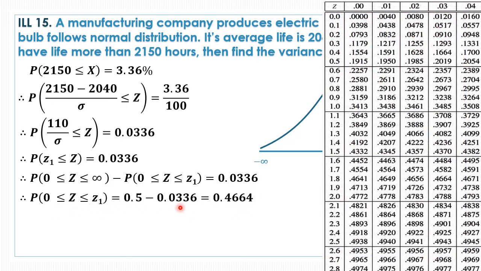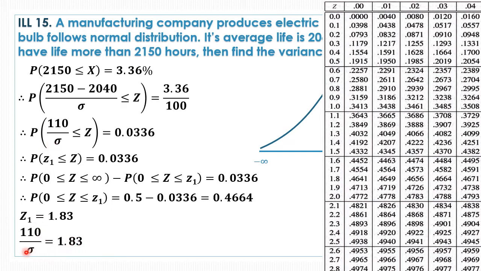Now Z1, 0.4664, we will try to find it here. The exact value is available. So 0.4664 corresponds to 1.83, and because it is on the positive side, Z1 is 1.83. But in the place of Z1 we are naturally going to put 110 upon sigma right now. So 110 upon sigma is 1.83.